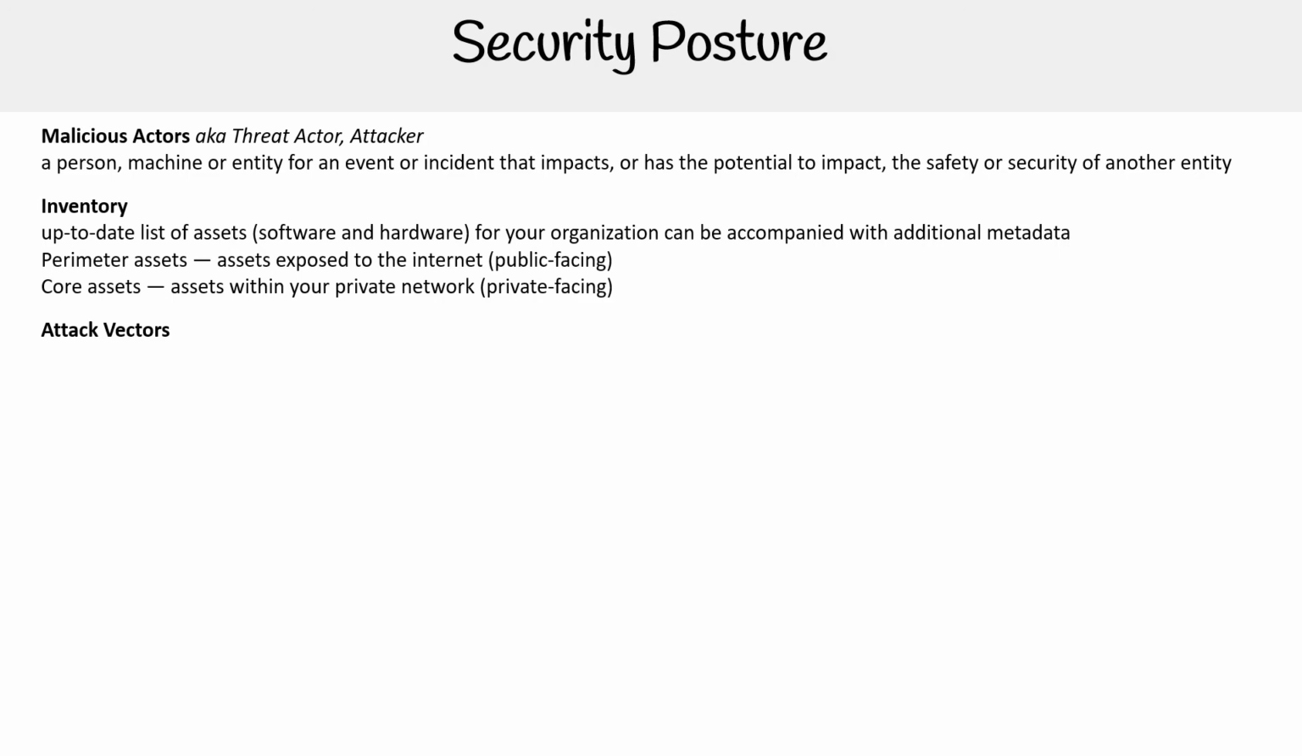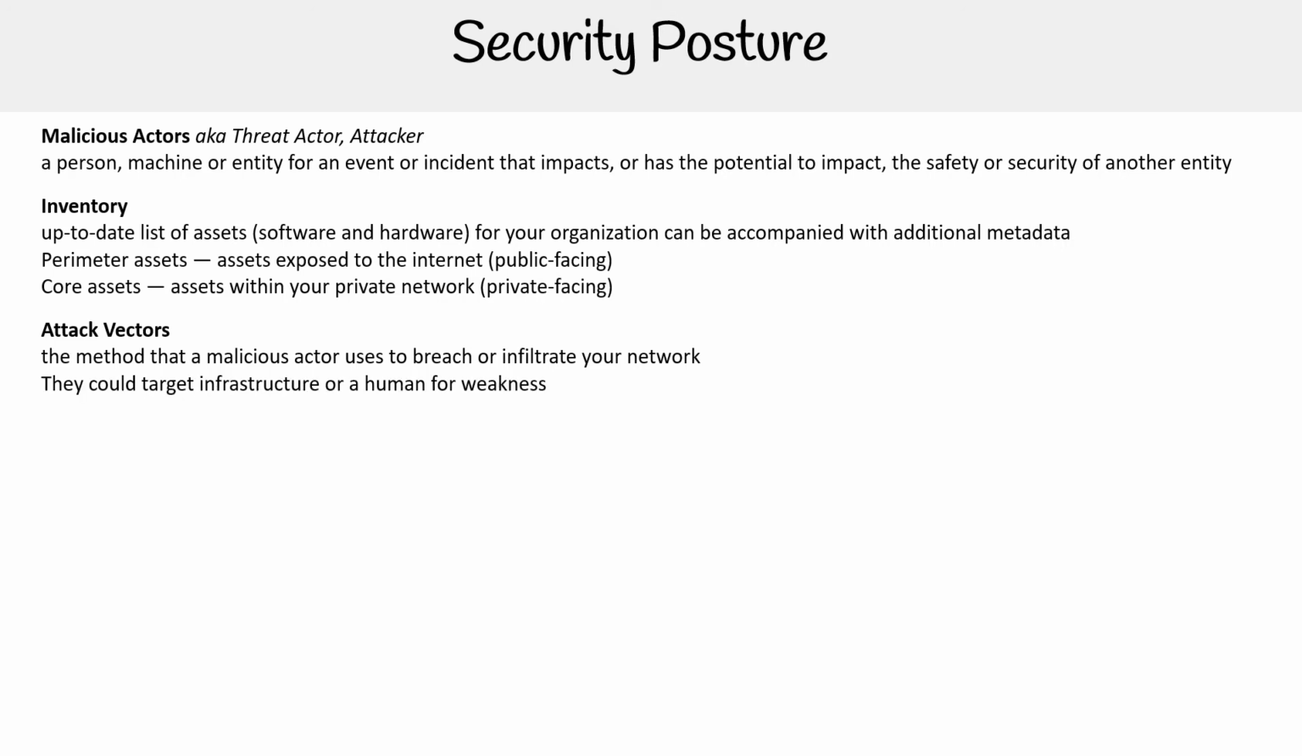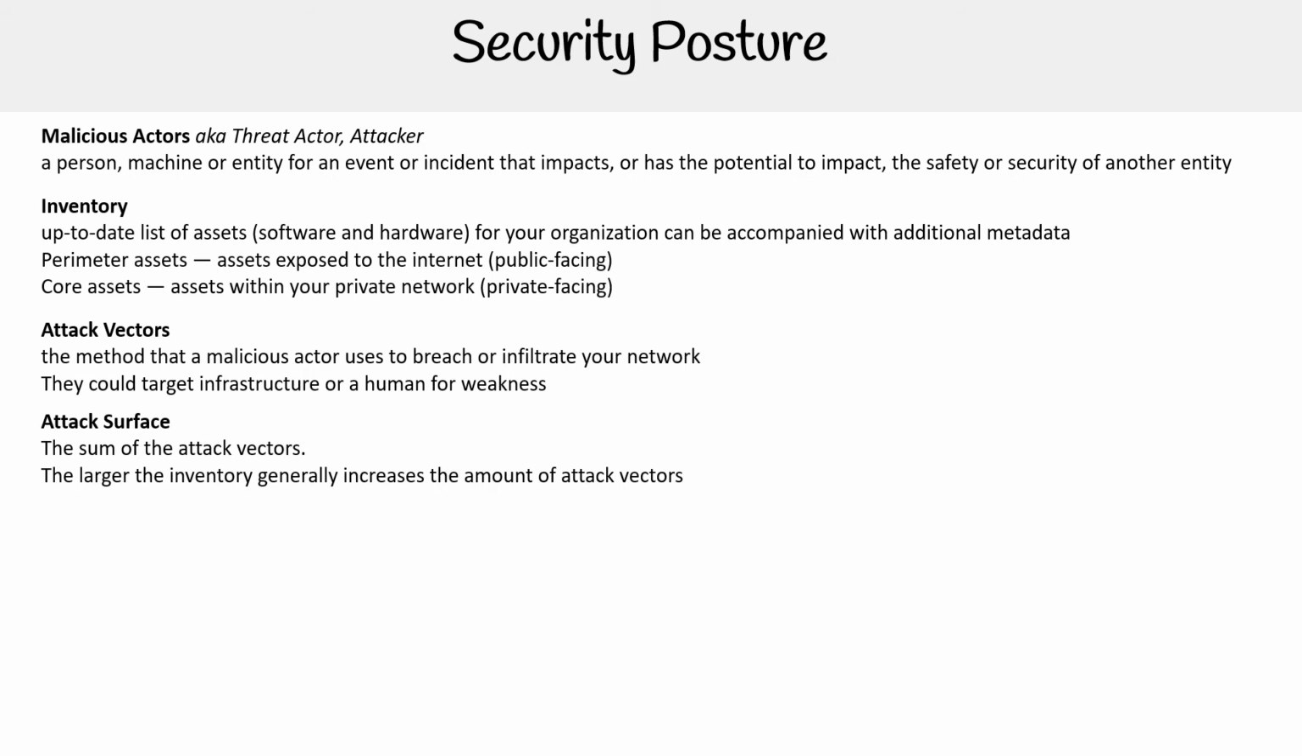When we say attack vector, this is the method of a malicious attack that they use to breach or infiltrate a network. They could target infrastructure or a human for weakness. And in a lot of the cases, we're seeing more human engineered attack vectors than going directly for infrastructure. The attack surface is the sum of the attack vectors. The larger inventory generally increases the amount of attack vectors. The larger the attack surface, the more difficult it is to mitigate attacks.